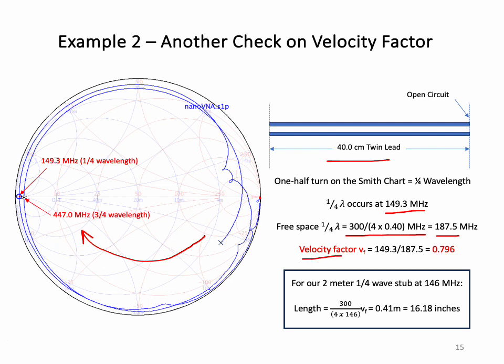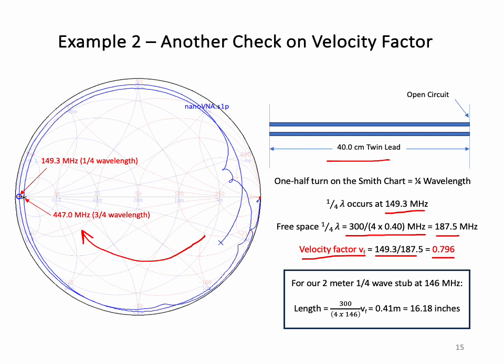So the velocity factor is the ratio of those two numbers, 149.3 to 187.5, or 0.796, which is very, very close to what we saw before, 0.8. By the way, the manufacturer specified a velocity factor of 0.8, so while the characteristic impedance was 236 ohms instead of 300 ohms, the stated velocity factor by the manufacturer does look correct.